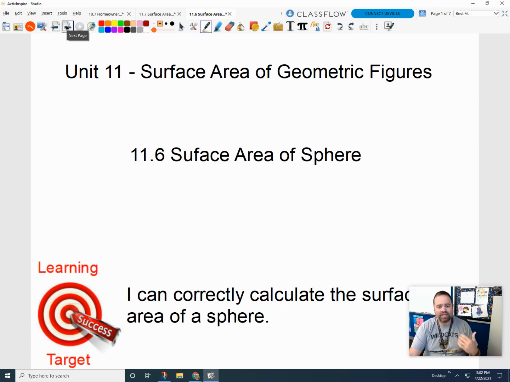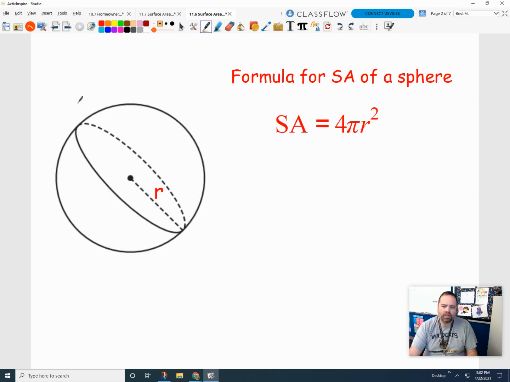So I'm just going to jump in and give you guys the formula. This is a calculus-based formula. So it's really easy to use, but just keep in mind that this isn't easy to come up with, but we can use it pretty easily. So the formula, if you know the radius of your sphere, the formula for the surface area of a sphere is 4 times pi times the radius squared.